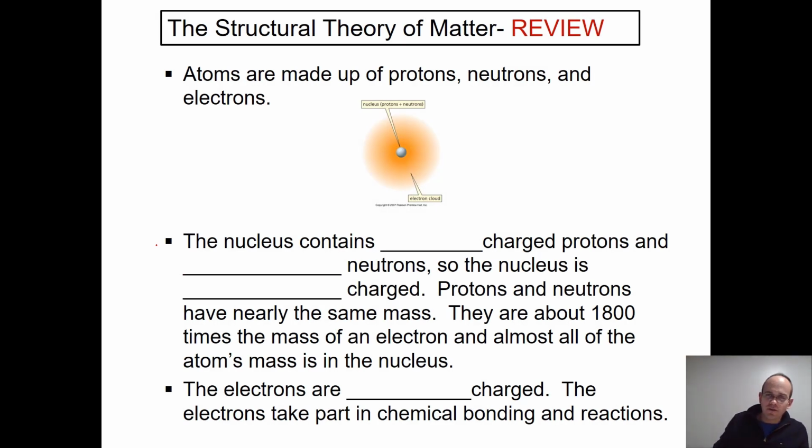All right, so here's some very basic review. Atoms are made up of protons, neutrons, and electrons. The nucleus contains positively charged protons and neutral neutrons, right? So neutrons have no charge, and the nucleus is overall positively charged. Protons and neutrons have nearly the same mass. They're almost 1,800 times the mass of an electron. And therefore, most of an atom's mass is packed up in the nucleus. Electrons are negatively charged.